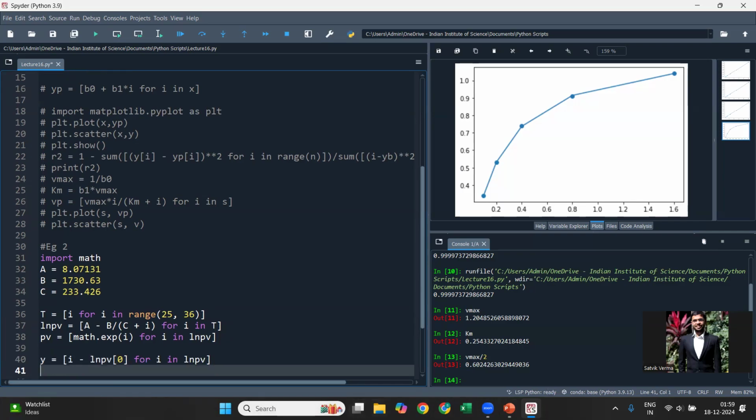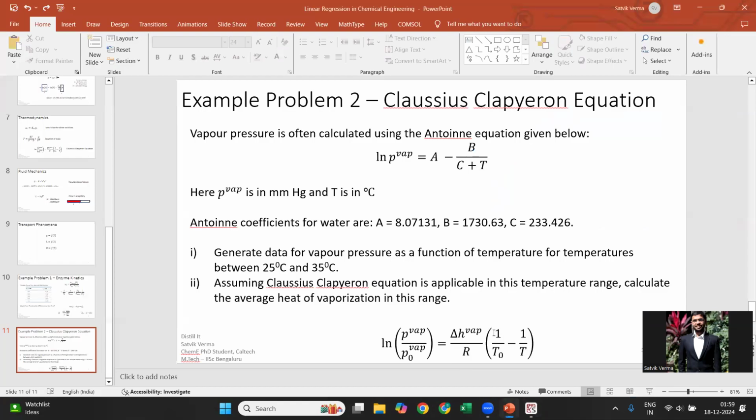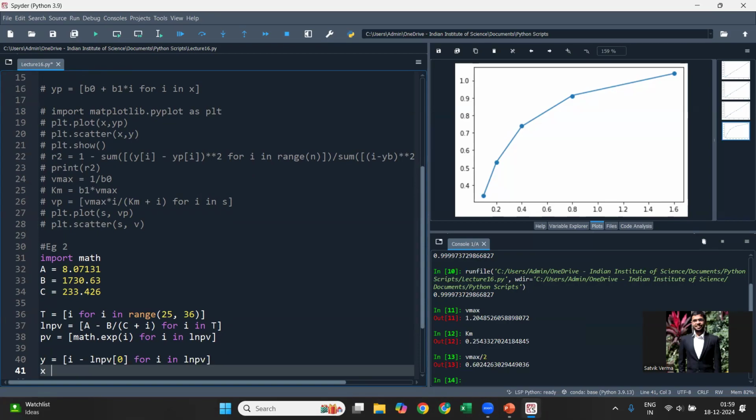Fine. Then from here we see x is 1 by T naught minus 1 by T. And one thing that you have to keep in mind is that this temperature is not in Celsius, it's in Kelvin. So we'll have to add 273 when we are doing this calculation. So when we do the x calculation, that is 1 by T naught, which is the first value of T, and we add 273 to convert it into Kelvin, right? Minus 1 by I, and once again we'll add 273 to convert it into Kelvin for I in T, right?